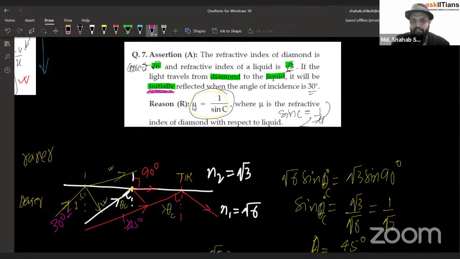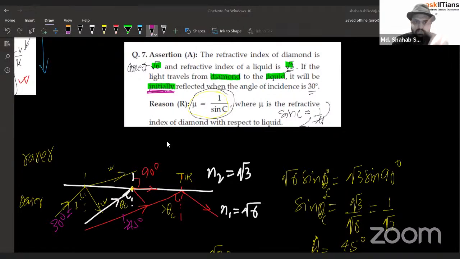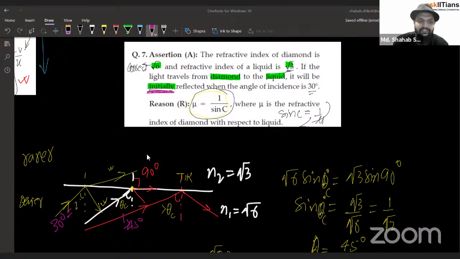And if it is internally reflected, then assertion is true, reason is true, and reason is the correct explanation. Because from the reason, critical angle is 45 and angle of incidence from assertion is 30 degree. That's why internally reflected. Fine, guys? Yes, sir. Okay. Yeah, it's CBSE level only. It's actually confusing because of the word initially. It should be internally. So there is a typo. For the critical angle formula, simply apply Snell's law where you see that the angle of refraction is 90 degrees. Just apply Snell's law there.